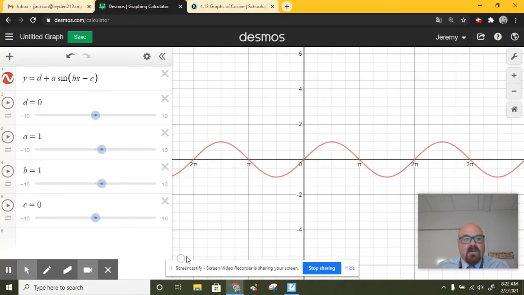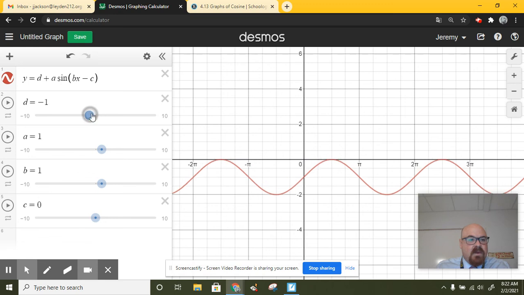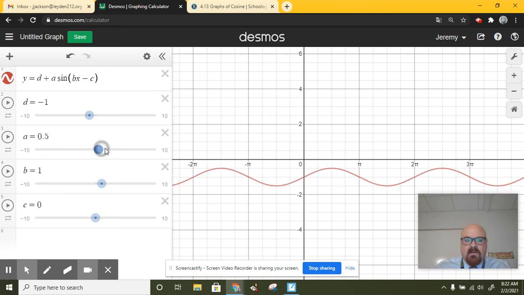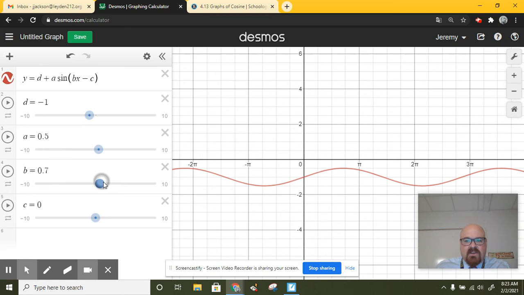In Desmos, right, what did we have? D was a value of -1. So there's the vertical shift. A is 1/2. Watch us compress this graph when A approaches 1/2. So there's the compression, okay? B was a value of 1/2 as well. So watch the graph stretch out this way. So there's the slinky motion when this is 1/2, okay?